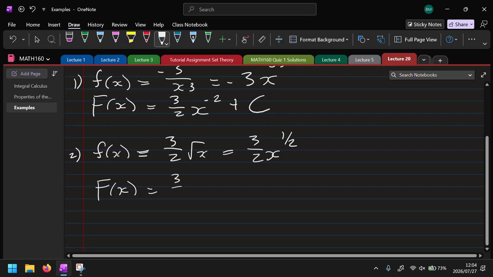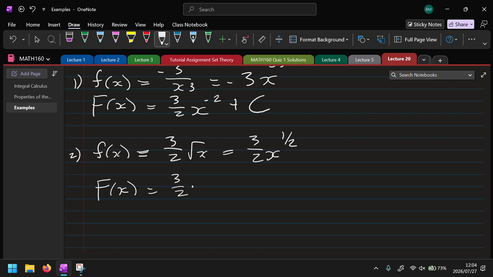So this will be 3 over 2 from the front times. We had the 3 over 2 in the exponent. We have to divide by 3 over 2. So that was the 2 over 3 plus C. And then we see those fractions there cancel. So this will just be x to the 3 over 2 plus C.